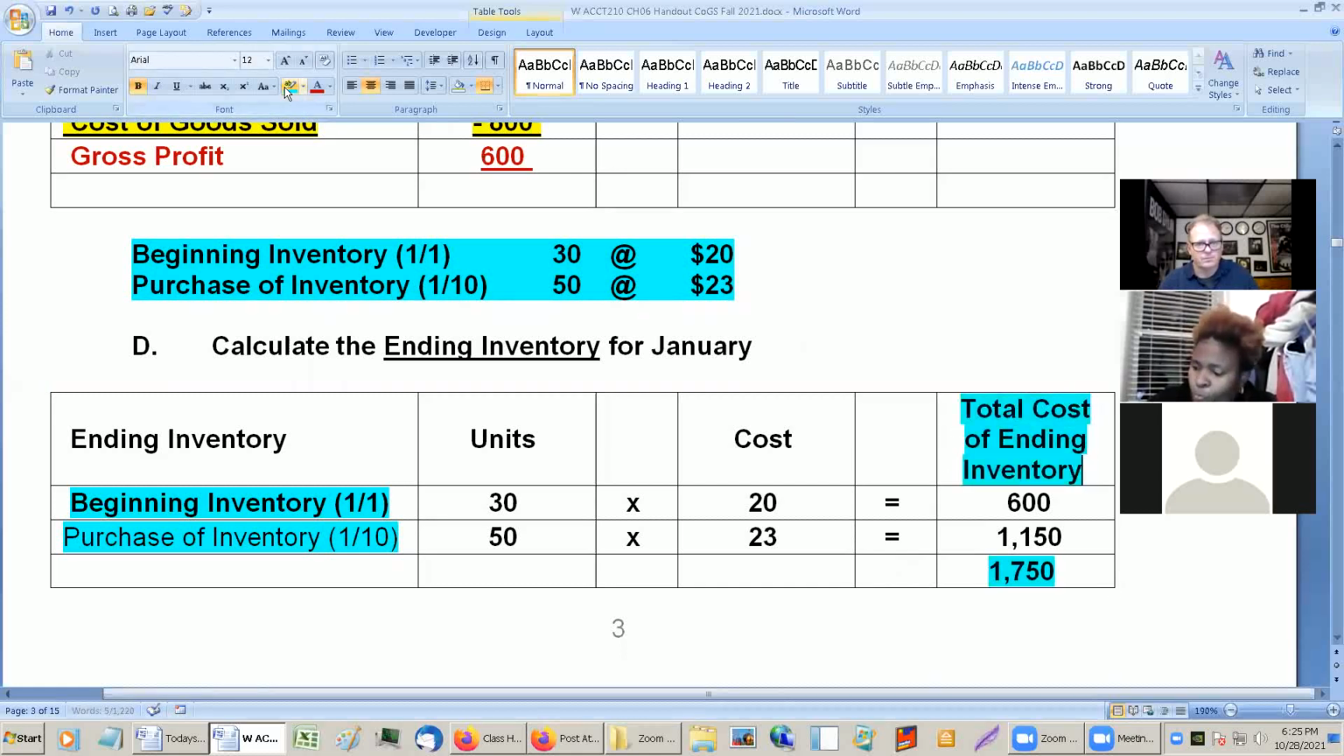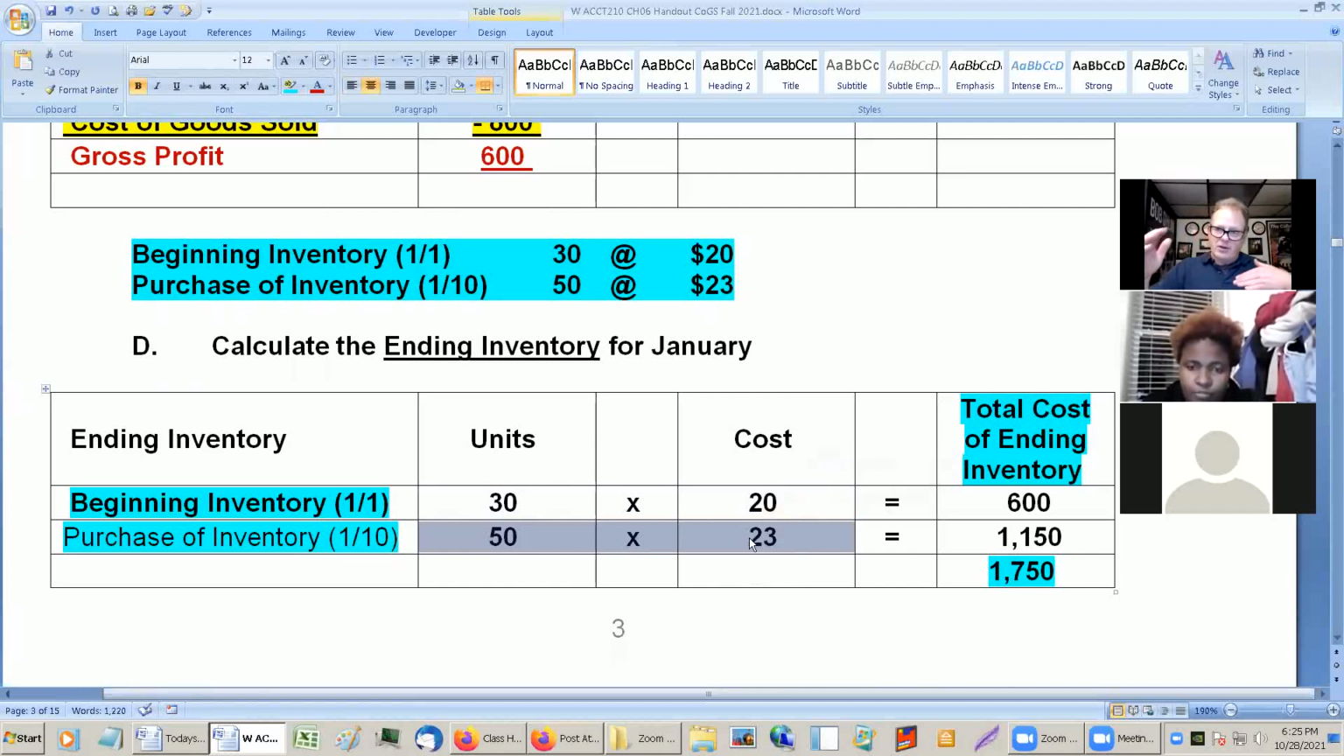So we have these 2 layers. Here's what's going to happen though. The first ones in, starting in February, are going to be these 30. We're going to sell those first. Next we'll go to these, and then whatever we purchase in February. So these layers just keep going, they can go on.